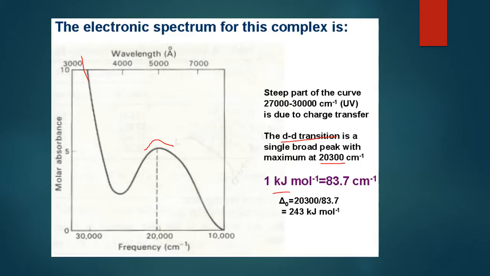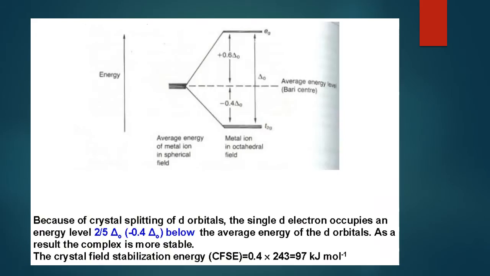And applying the formula, we have 1 kilojoule per mole is equal to 83.7. Applying that here, delta octahedral is equal to 20300 by 83.7. 20300 is taken from this peak and 83.7 is 1 kilojoule per mole. Thereby the value is 243 kilojoule per mole.